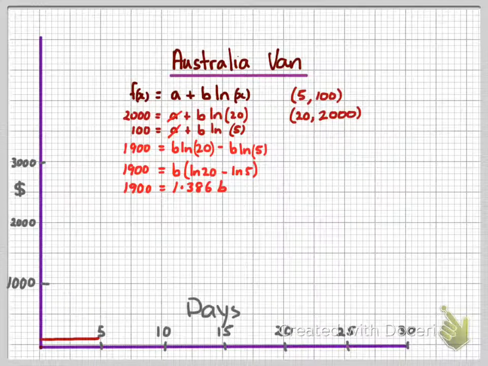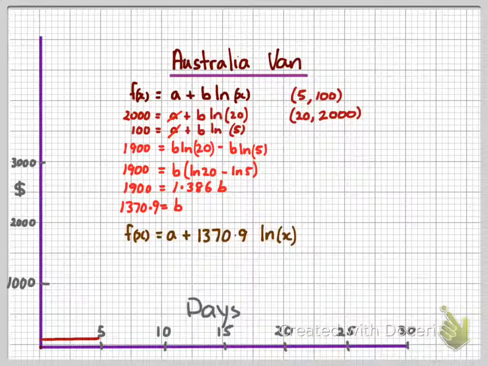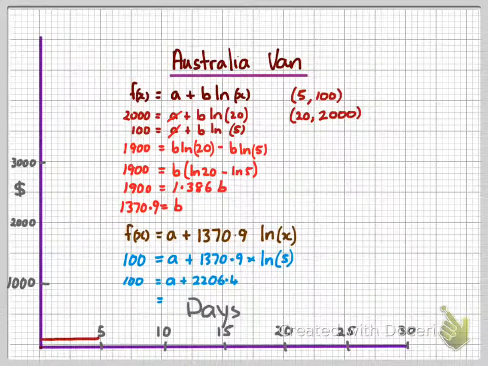Use the ln button. It's between the log and the sine button on your calculator, to work out ln 20 minus ln 5. Divide the 1900 by the 1.386 and get a value for b and finish the equation. Then use one of the points to find out what A is. I'm going to use the first point, and then change sign to find what A is and write out your equation in full.